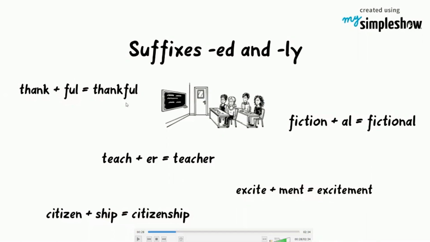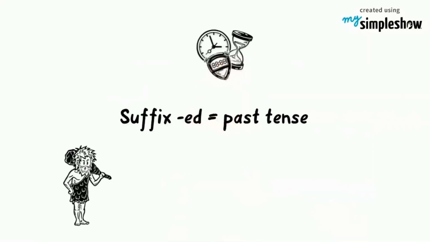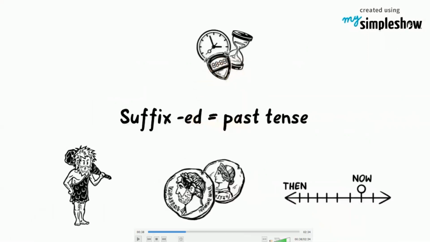So if you would notice, not only would the spellings and the meanings of our old words change through the use of suffixes, the parts of speech and the categories in which they belong would also change. Right now, we'd like to talk about the first type of suffix, the suffix ed. So when do we use the suffix ed? As mentioned here in our presentation, we use the suffix ed to denote an action that happened in the past.